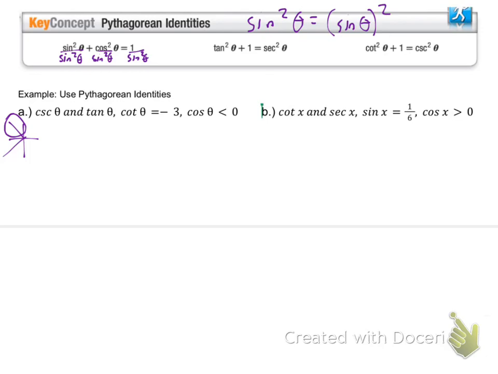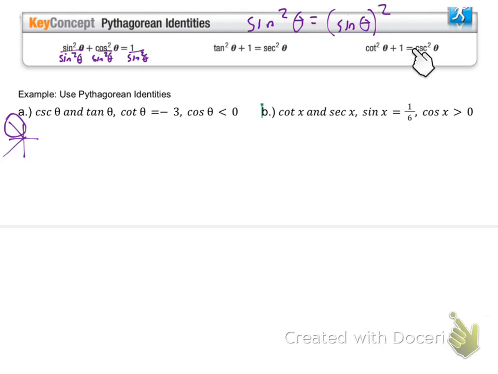What's the cosecant? What's the sine value in the second quadrant? Positive. So the cosecant is positive. Tangent in the second quadrant is negative. So when we find these, we should know what kind of label to put on them, positive or negative signs. If I want to solve for cosecant, look above.